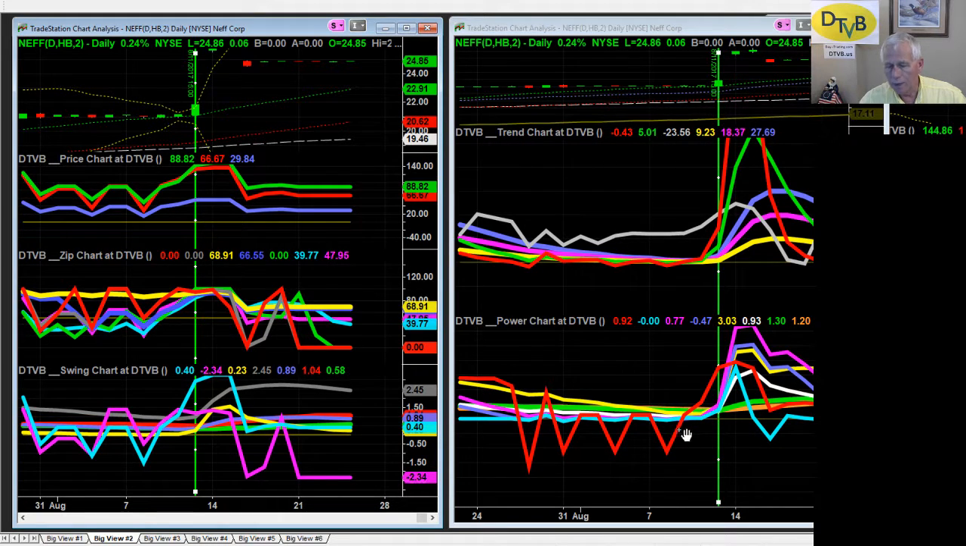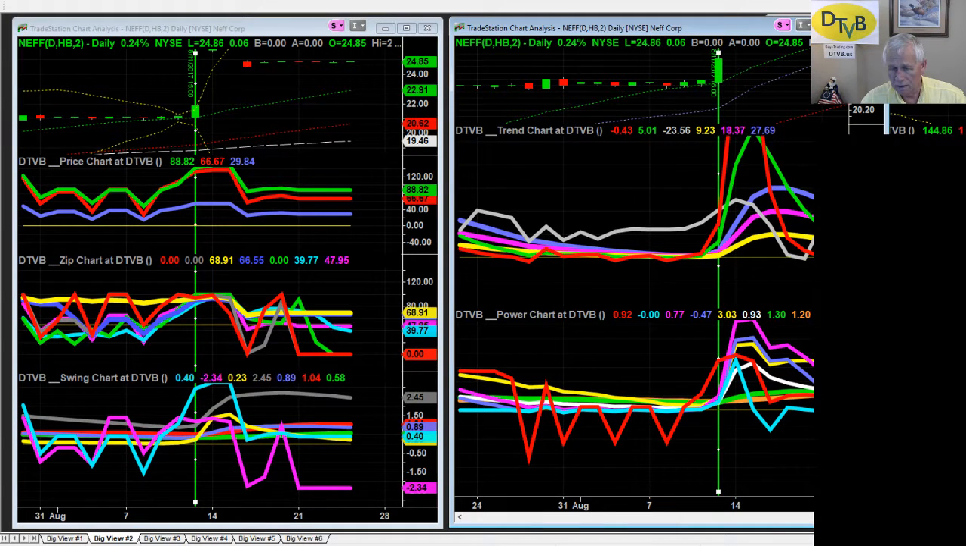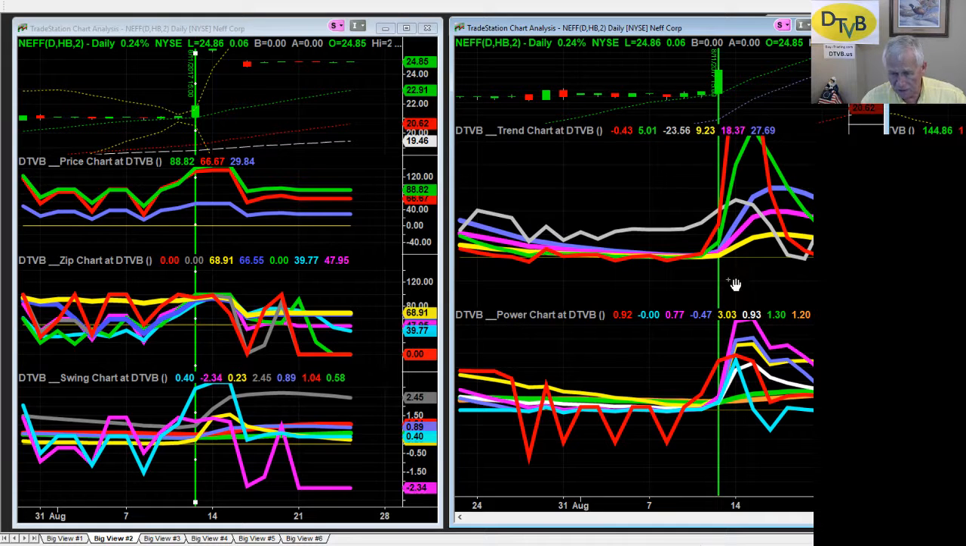Now the power red crossed over a couple of days ago, which typically makes for a stronger movement, and the candle did move decent in today's activity, and probably because power red was over the power orange line.